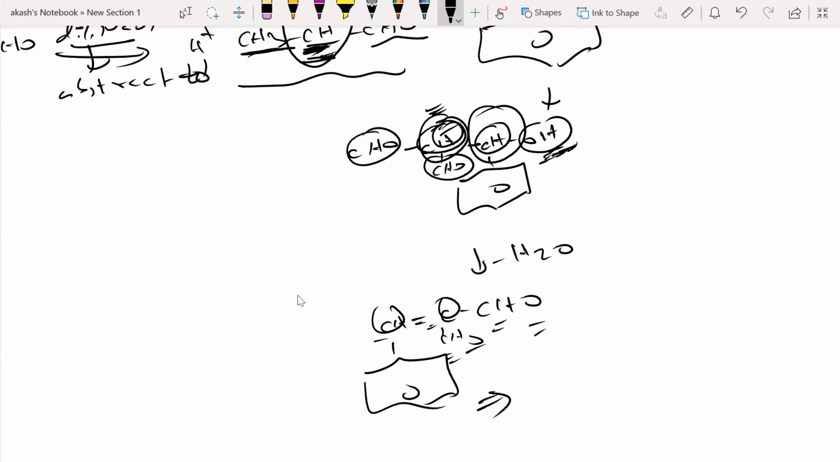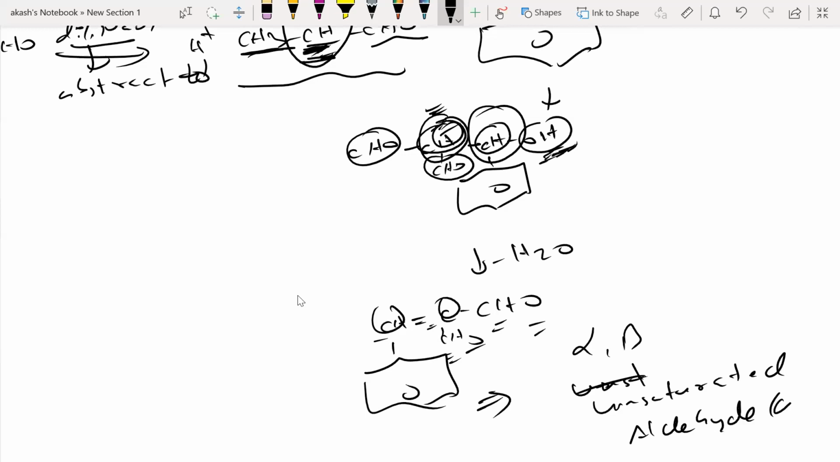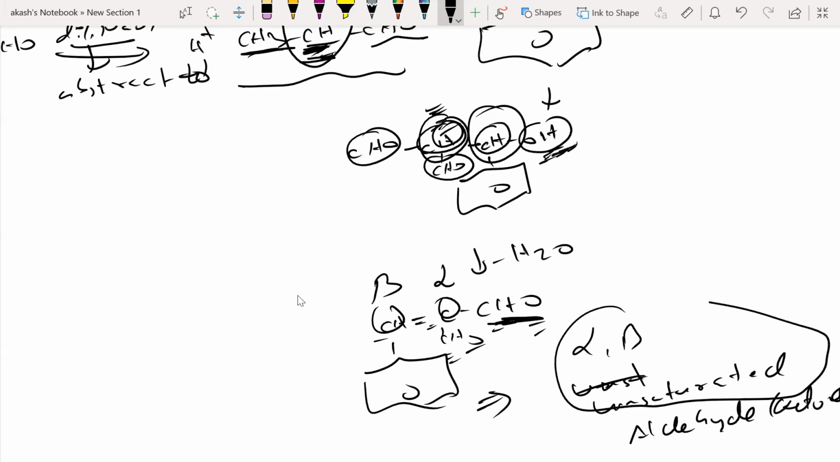Now remember this, we'll always get an alpha, beta unsaturated aldehyde or ketone as the product in case of aldol condensation. Now look at this. This is your normal CHO. This is your alpha, this is your beta. Between your alpha and beta carbons, there will be unsaturation. That is, your double bond will be there. That is how you must remember the product, and that kind of product only should be formed. I hope everybody was following.